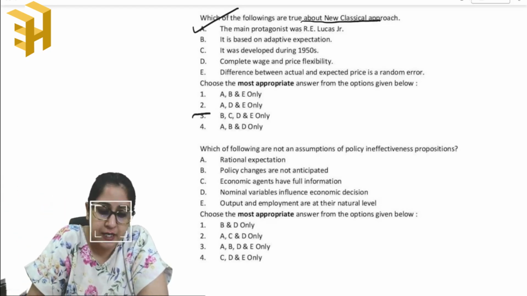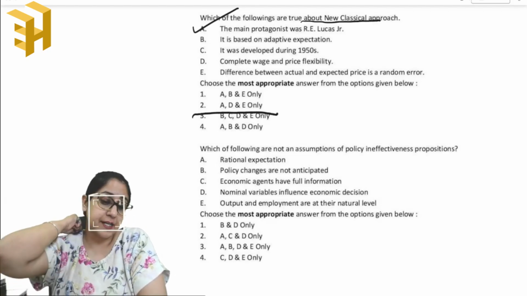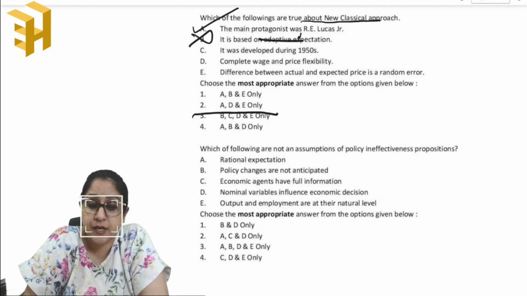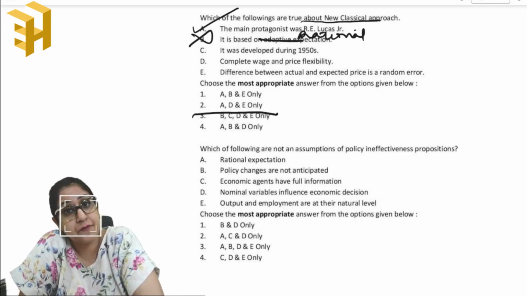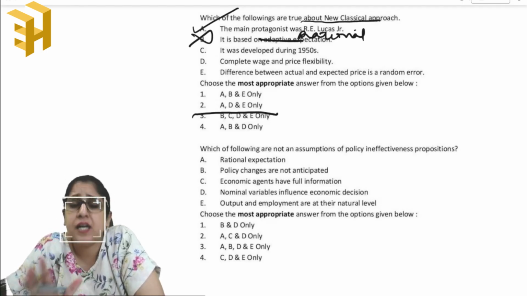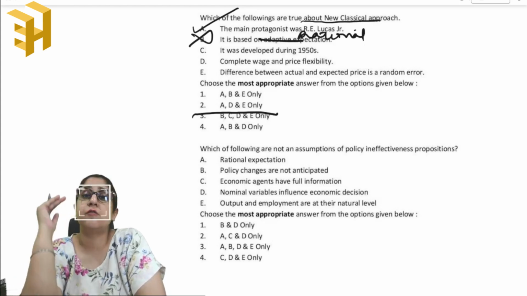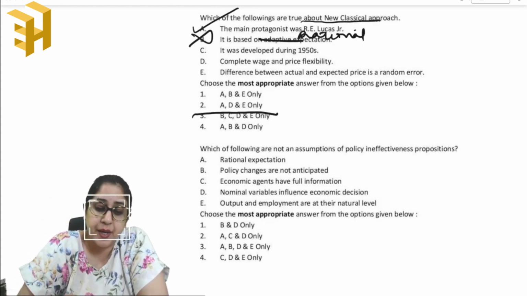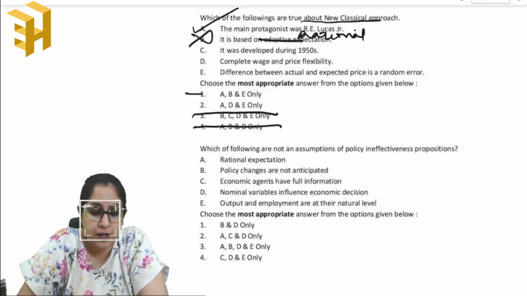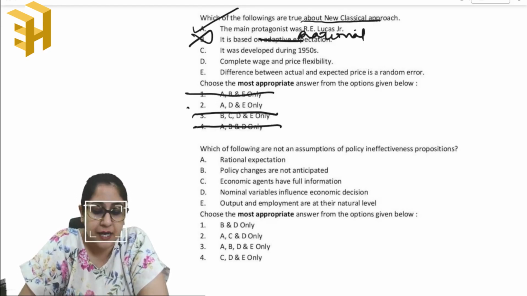So we can strike out 3. Then, is it based on adaptive expectations? Not at all. Rather, it is based on rational expectations, that people have information, they have appropriate knowledge, and they can clearly foresee what a policy will result in. So B is wrong. So we can strike out 4, we can strike out 1. So 2 is the right answer.